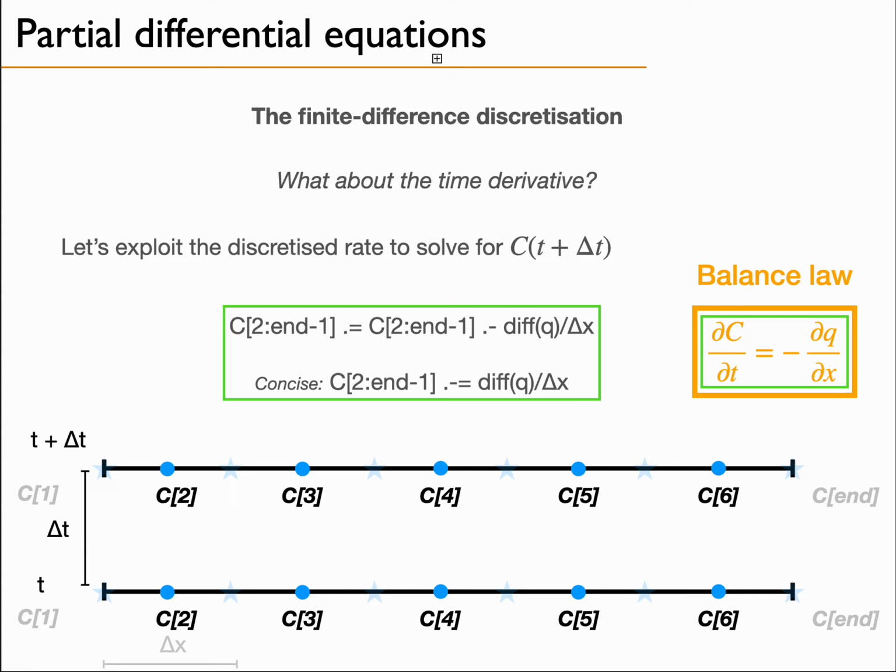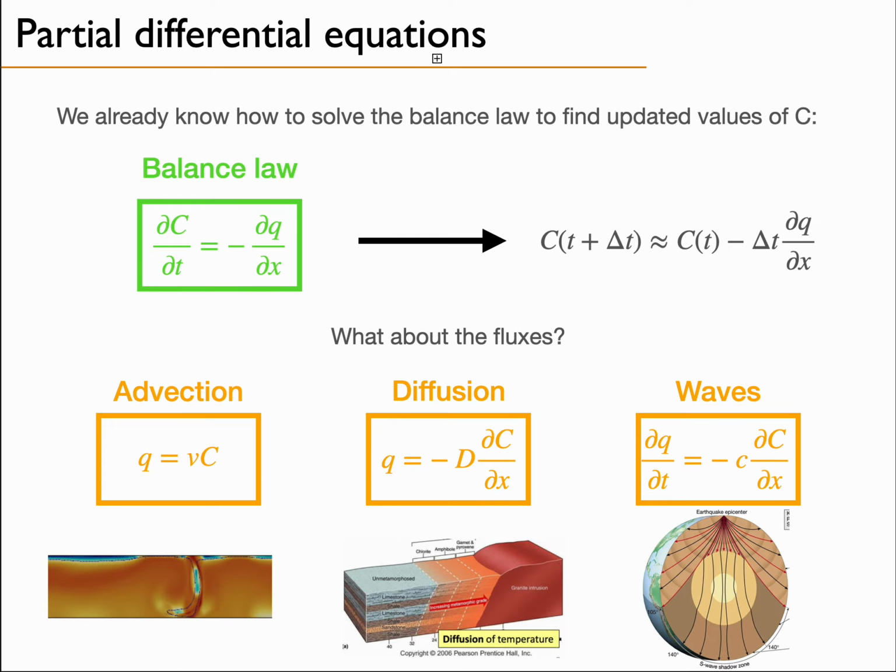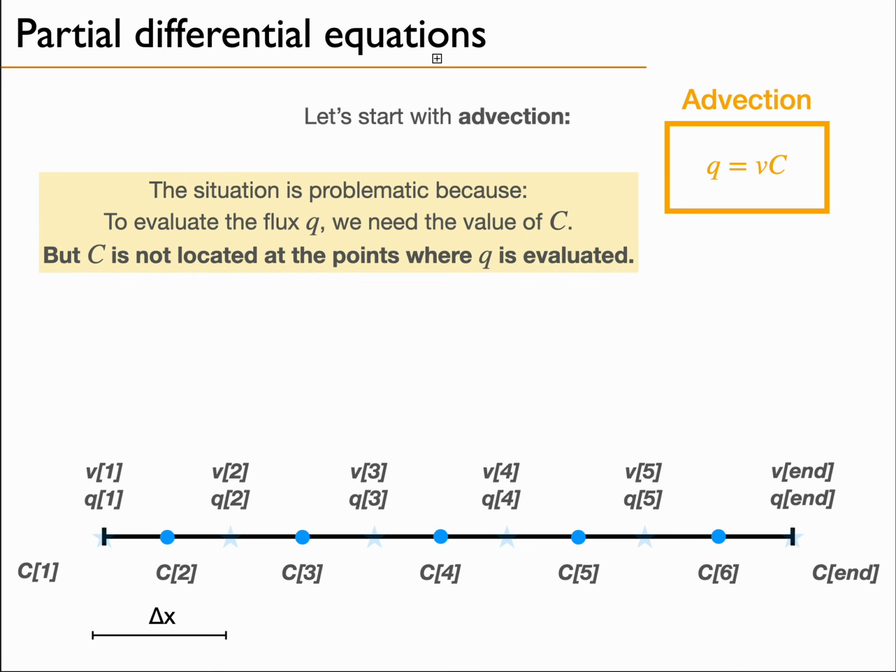So the balance law is more or less treated with central and forward differences. So we can already do a lot of things with that. But if we want to solve an advection-dominated diffusion or a wave problem, we need to express the fluxes. And we have these three possibilities. So let's start with the advection flux, because it's actually a problematic case.